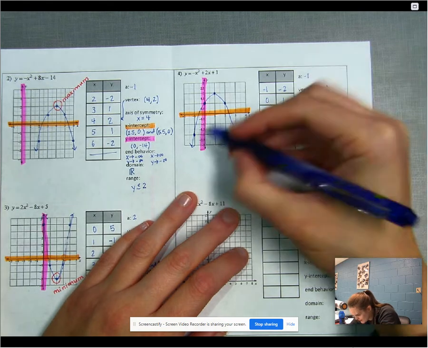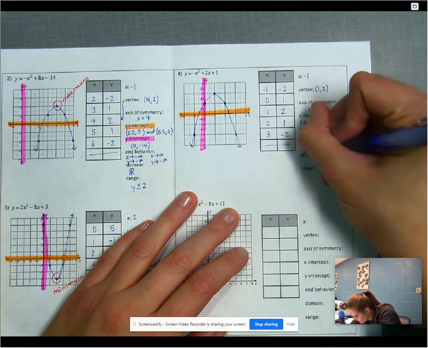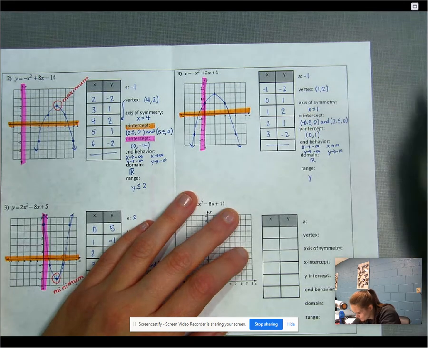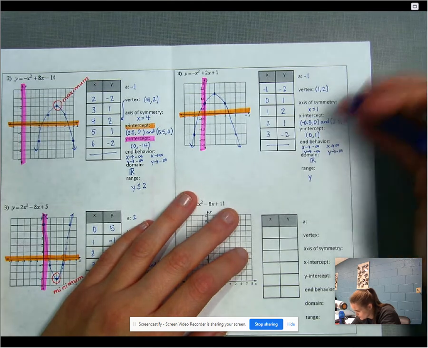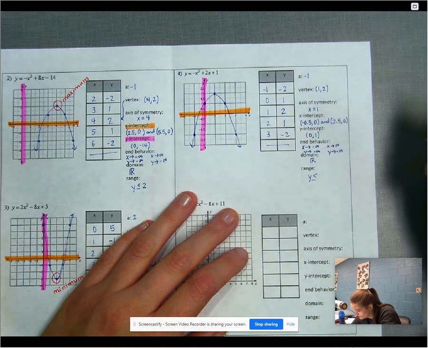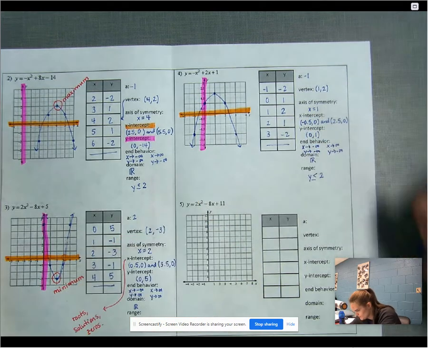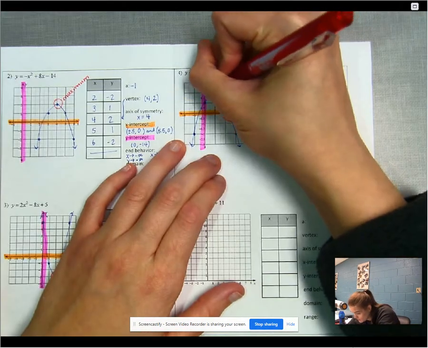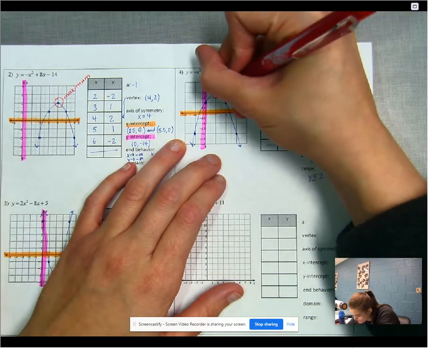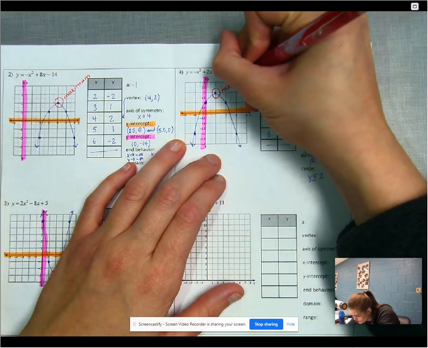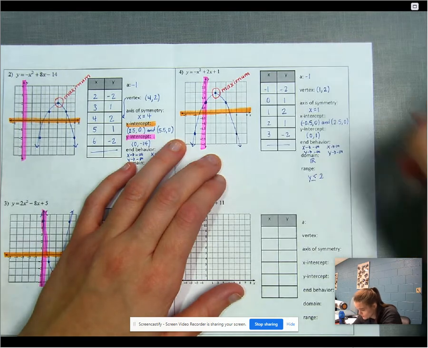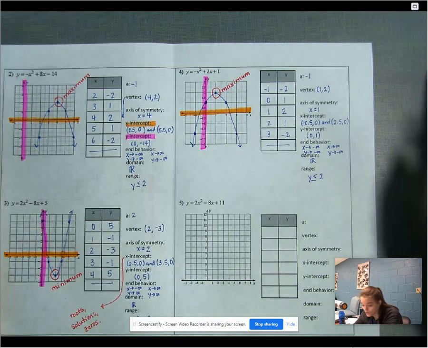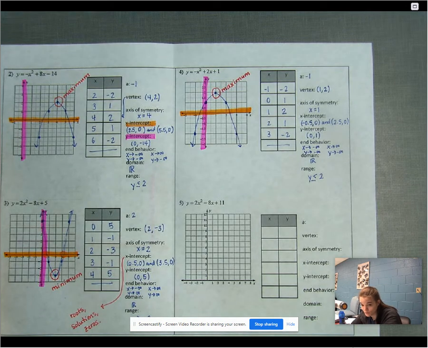In behavior, this one is pointing down in both directions, so it's negative infinity for both. Domain is all real, and y for the range, pointing down, so less than or equal to the vertex value of 2. Remember, I asked you to please tell me if this is a maximum or a minimum. It is the highest point. It is a maximum. The vertex is a maximum. These are root, solution, zeros. If you haven't paused it for number 5, pause it for number 5.